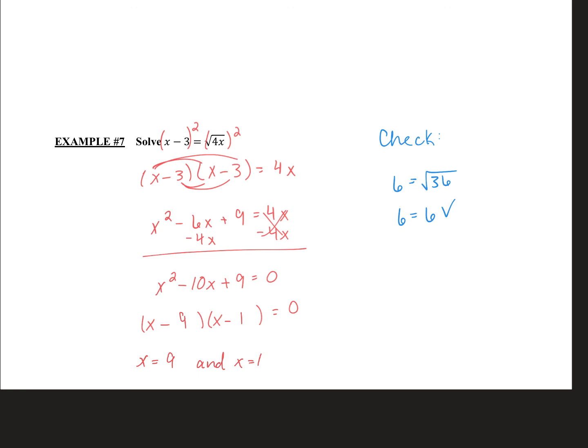Okay, so let's check when x is 1. When x is 1, we have 1 minus 3, which is negative 2, and that equals the square root of 4 times 1, which is just 4. So negative 2 equals 2. That is not true, okay? False. So that means x equals 9 is our only solution, and when x is equal to 1, that's not a solution.